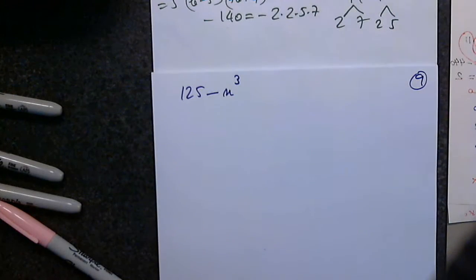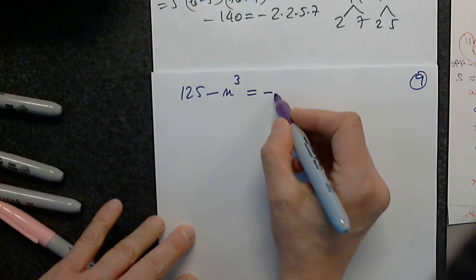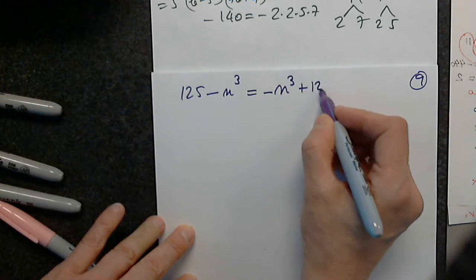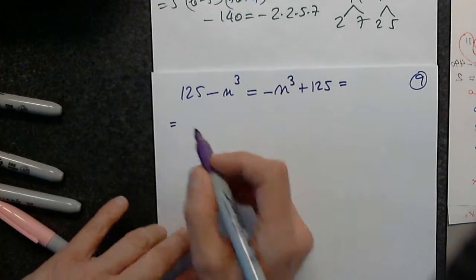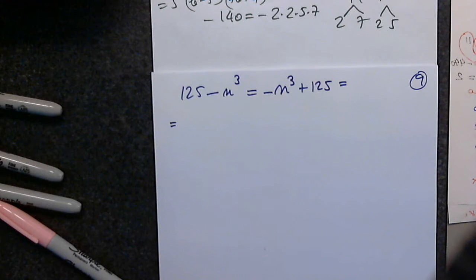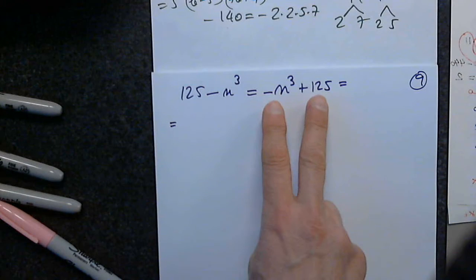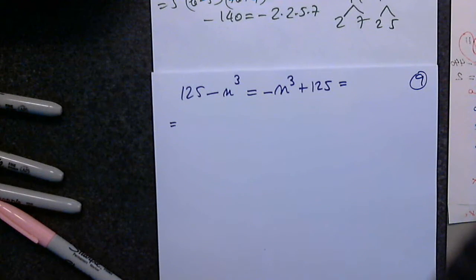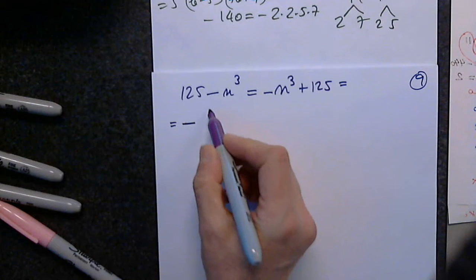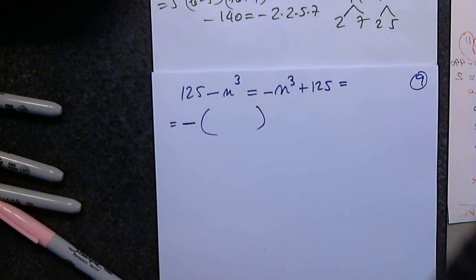Okay, perfect. So this is a binomial. I have to identify it first. Is it in descending order? No. So I will have to write it as negative n cubed plus 125. Then I ask myself whether there is a greatest common factor present in both. No. Is there a negative leading coefficient? Yes. I have to pull it out. What is left in parentheses?